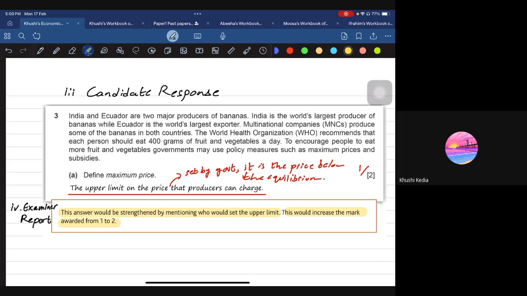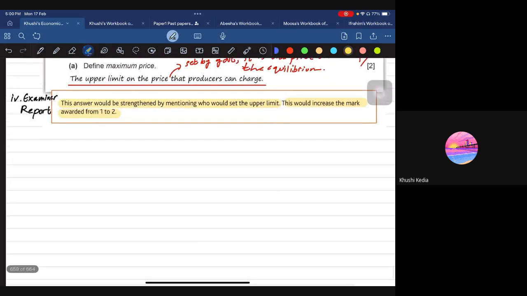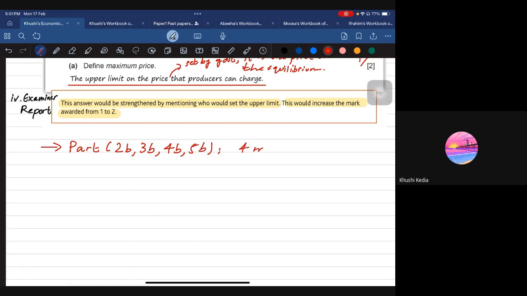Now we are going to talk about the B part. This is the part 2B, 3B, 4B, 5B. So it's going to be 4 markers.